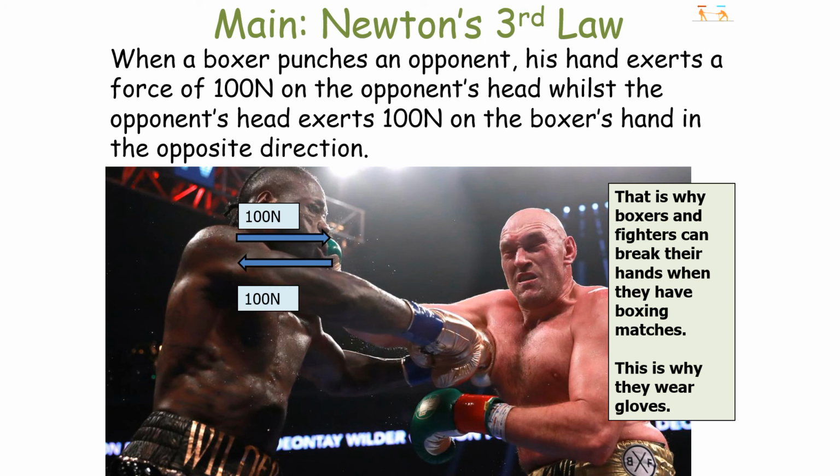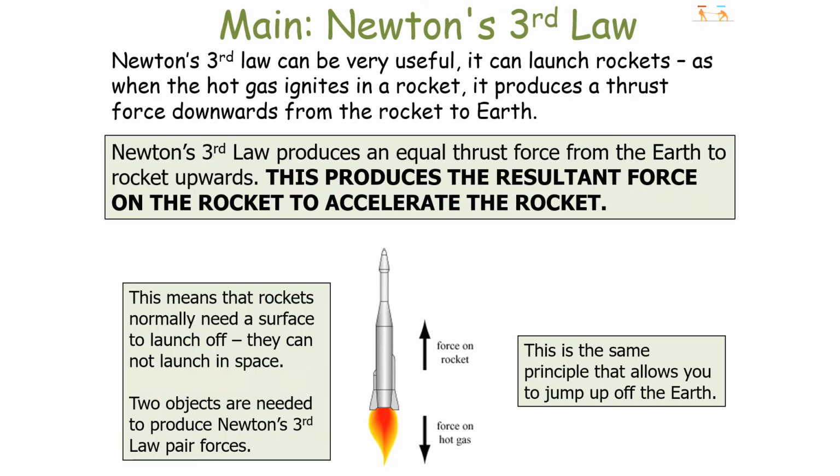So for example, when a boxer punches at an opponent, his hand exerts a force of 100 newtons on the opponent's head, while the opponent's head exerts 100 newtons on the boxer's hand in the opposite direction, which is why boxers and fighters can break their hands when they have boxing matches, which is why they wear gloves. Also, Newton's third law can be very useful.